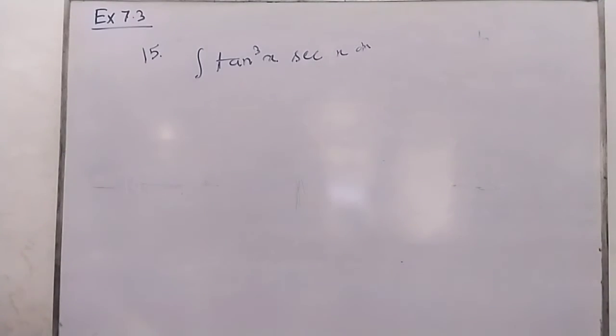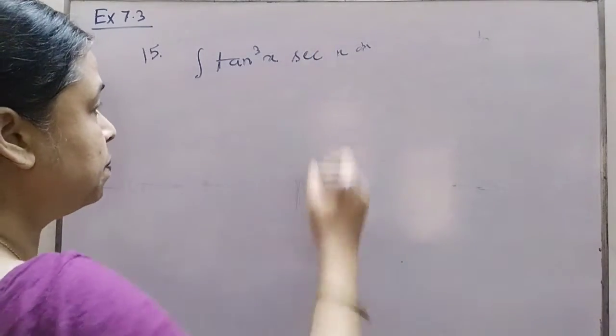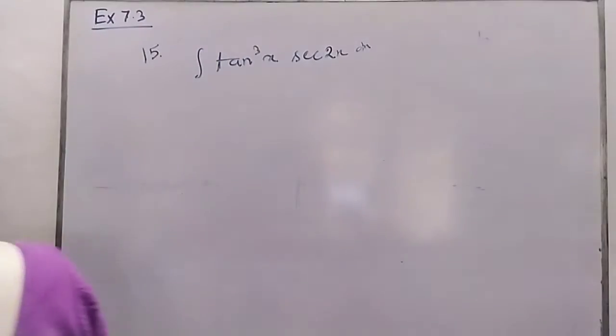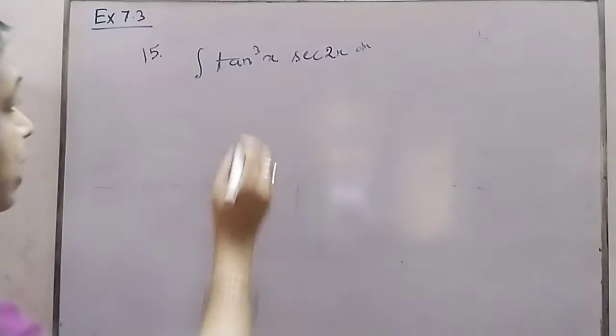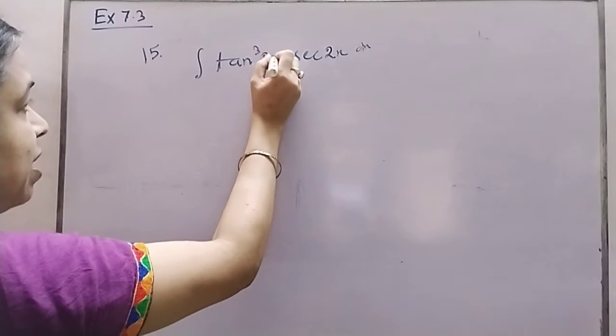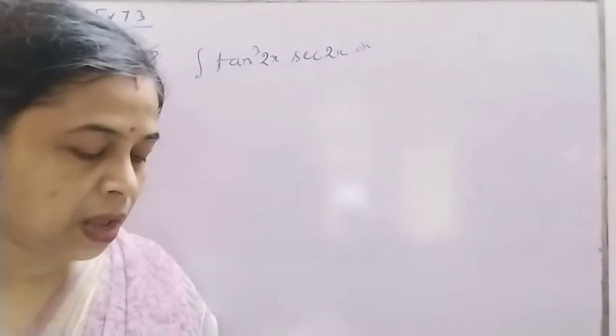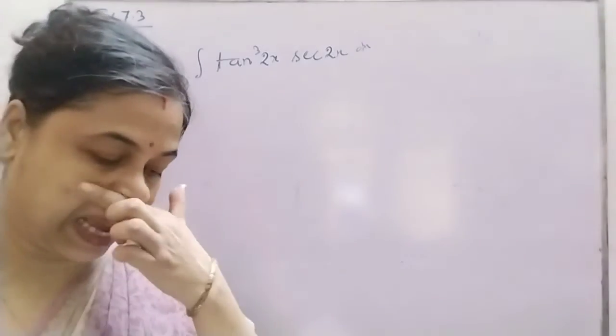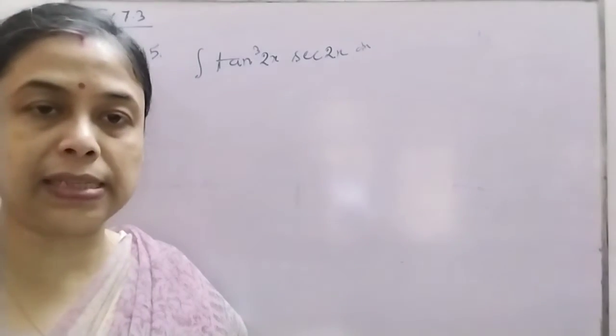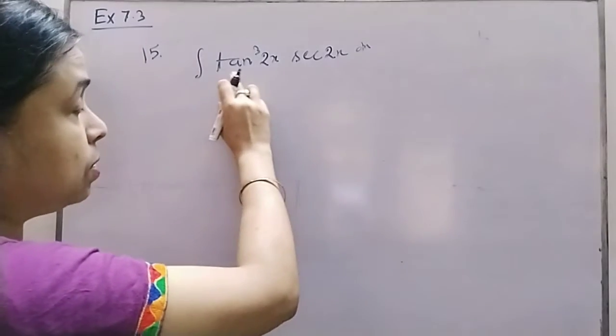Just a minute. Question number 15. Sec is not square, it's twice x. Sec of twice x is there, and tan cube also of twice x is there. Sorry, I wrote the question wrong. Tan cube twice x and sec twice x into dx. So sec twice x, tan cube.